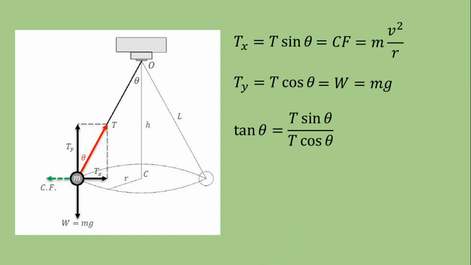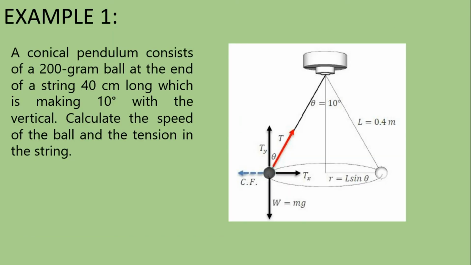Then we have to get the tangent theta. So, we have T sine theta over T cosine theta. Yung T sine theta natin ay m v squared over r, and then yung ating T cosine theta ay mg. So in short, we have v squared over rg.